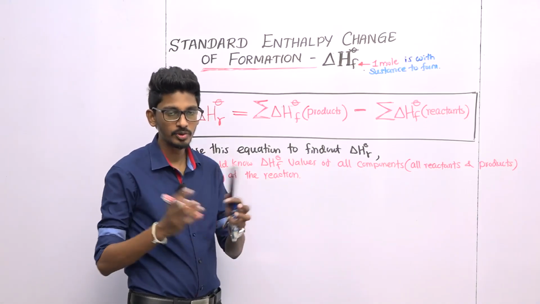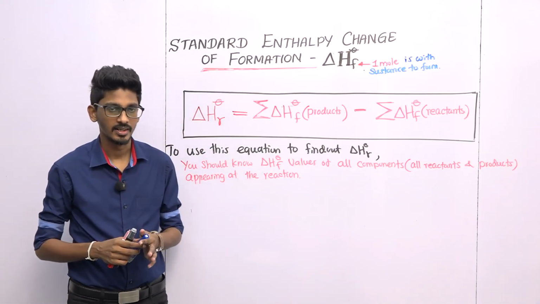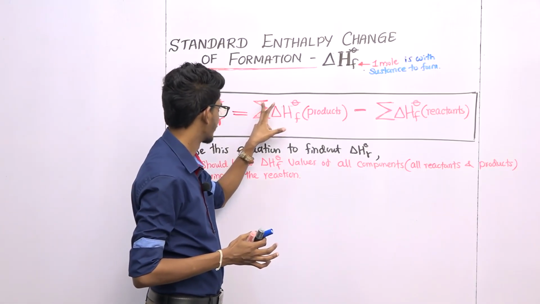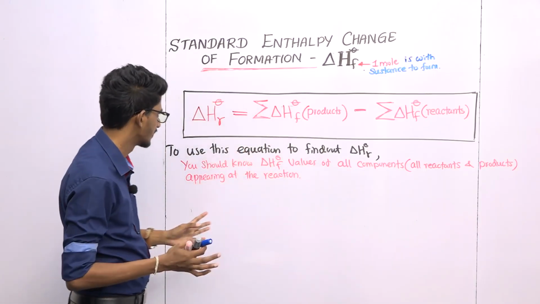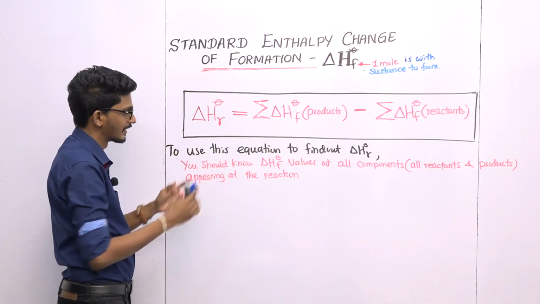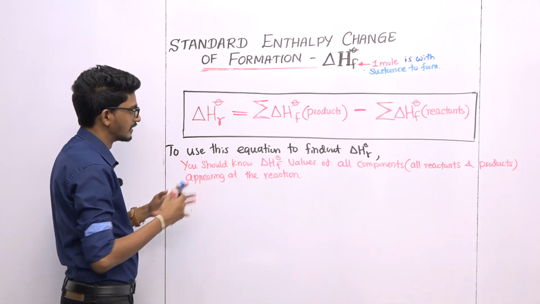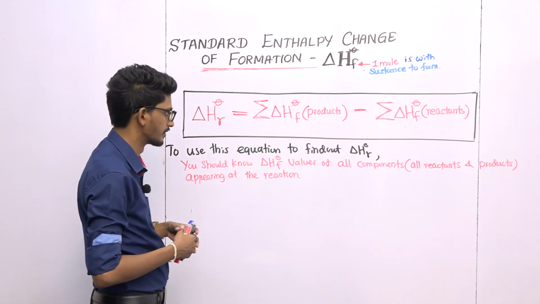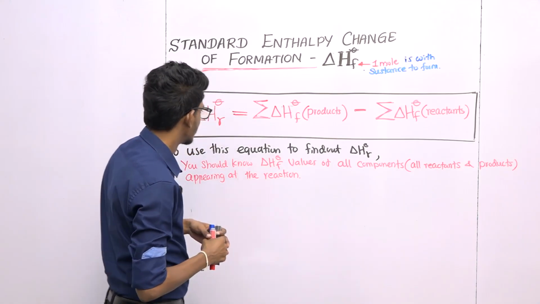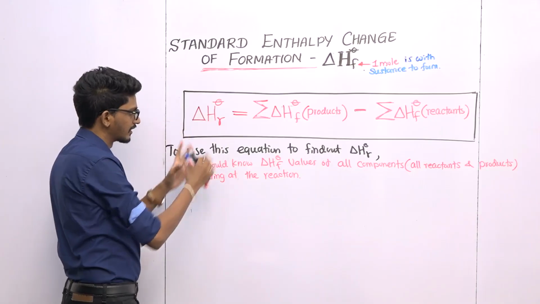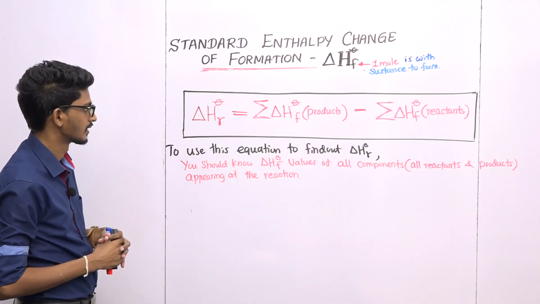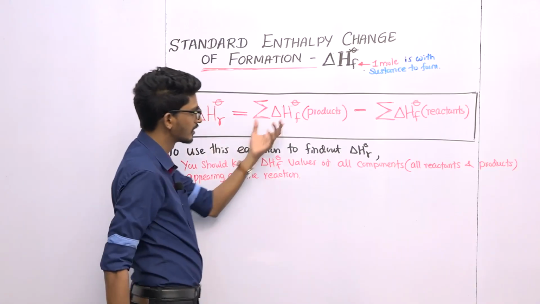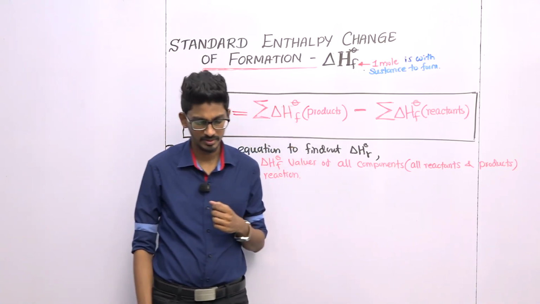I'll prove this one later. Up to this time, don't think of how this came. I'll prove this later as the final section of today's lesson. Just take this as it is for this moment. So let's use this to come up with the delta H naught R with some example.